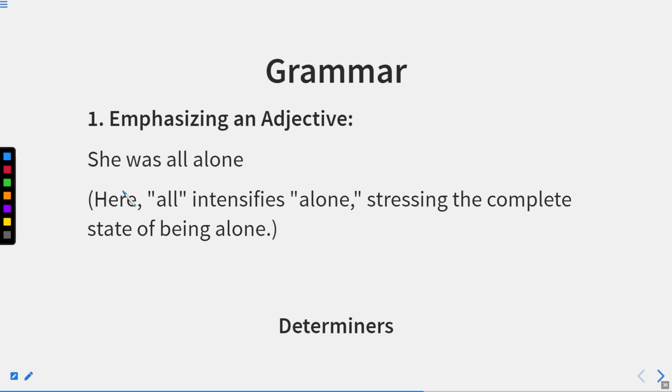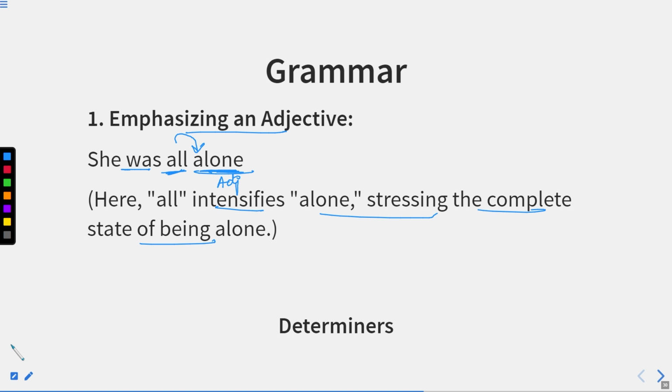How to emphasize on the words. For example, emphasizing an adjective. She was all alone. Now, alone is an adjective. And she was all alone, it signifies stressing the complete state of being alone. It means this all is emphasizing on the word alone. All alone here refers to the complete state of being alone.